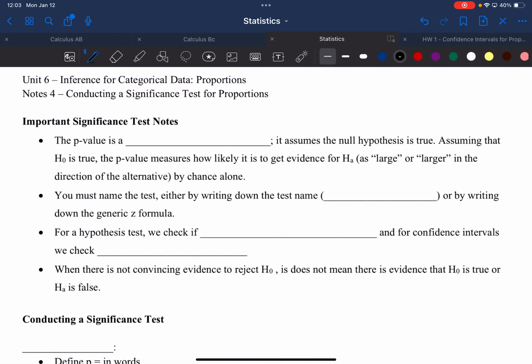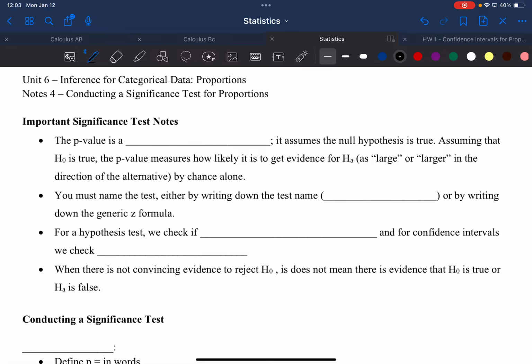Okay, so Notes 4 is conducting a significance test for proportions. In these notes, we're actually going to not only set up our significance test, but also solve for it. And we'll have an example FRQ at the very end. So it says important significance test notes.